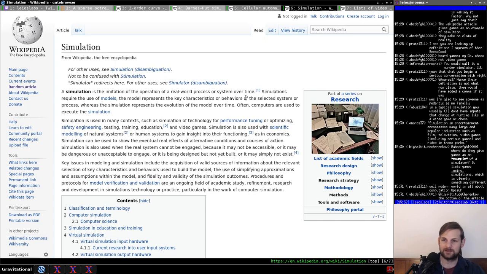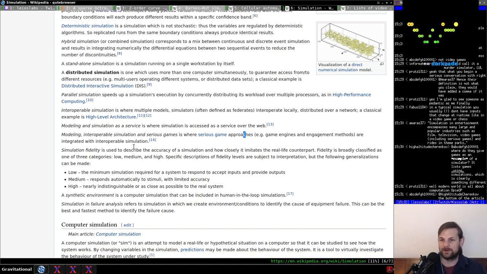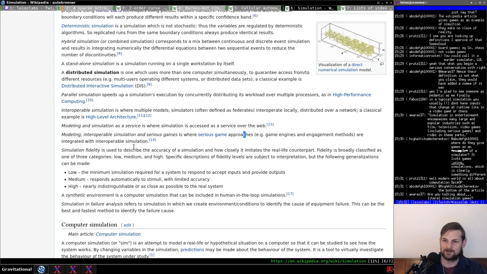Let's see. In a typical simulation, you usually don't have inputs that change at runtime, like a video game or chess. Is that also part of this? Let me look for chess in this article. Okay, I don't know. And rides in theme parks. Wait, simulation entertainment encompasses many large and popular industries such as film, television, video games, and rides in theme parks. Where do they give games as an example of a simulator? It lists games using simulations, which is clearly something different.